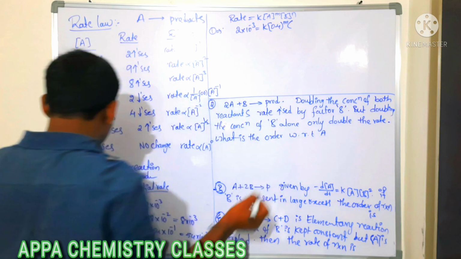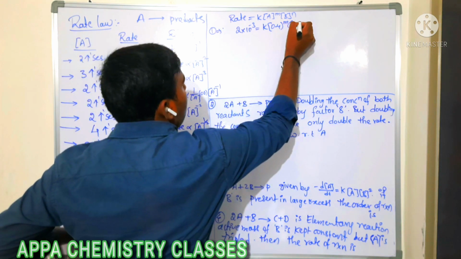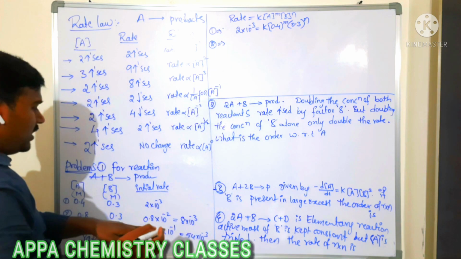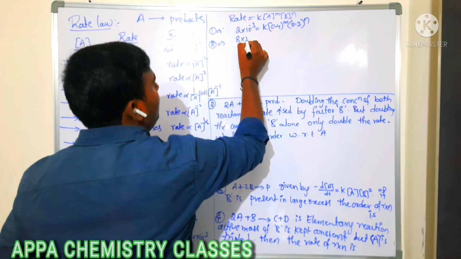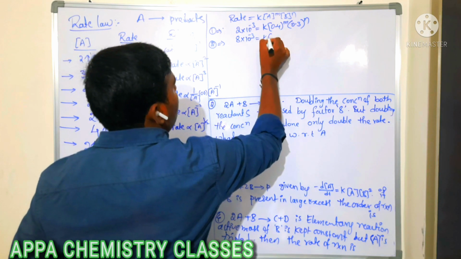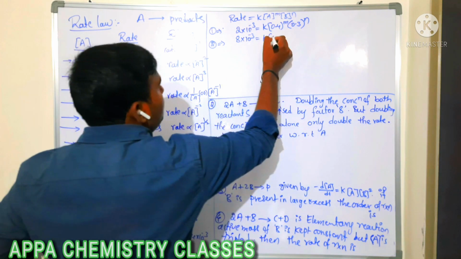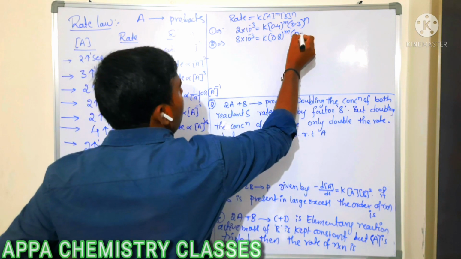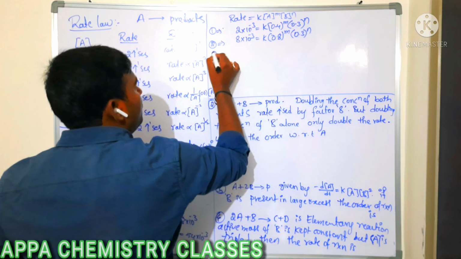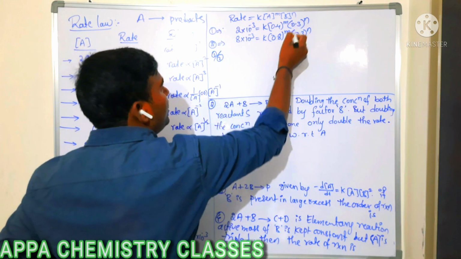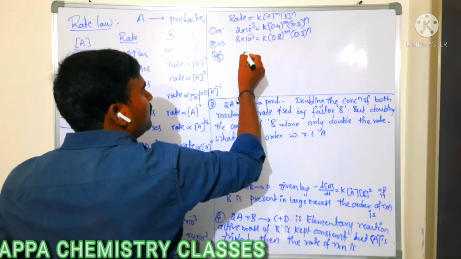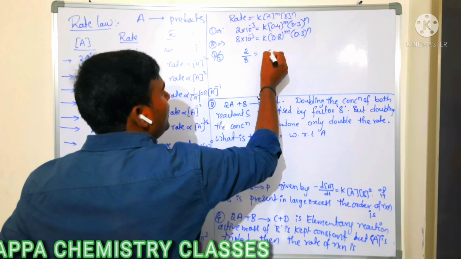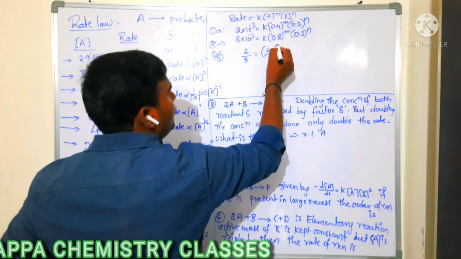So in this case, 0.3 power n. Now in case of the second experimental value, the rate is 8 into 10 power minus 3, which is equal to k into 0.8 power m, and B concentration is 0.3 power n. So we are doing 1 by 2. 10 power minus 3 gets cancelled, 2 by 8 is equal to, k gets cancelled, 0.4 by 0.8, that is 4 by 8 whole power m.